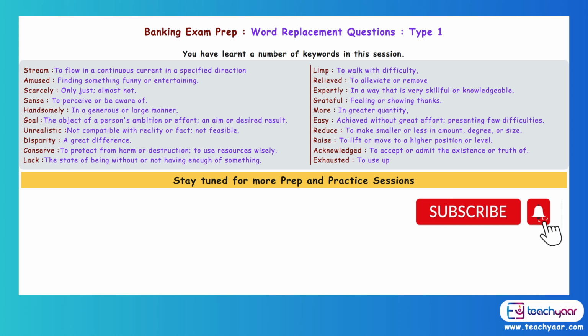Now you see, as we went through the different sentences, there were so many words which were used there. Some were highlighted, some were part of the options, and we discussed the meanings. So now through this session, you have learned a number of keywords. The words have been given there now. If you look on the screen, and the meanings have been given there. So these are the words, about 20 words that you have learned just by listening to this video.